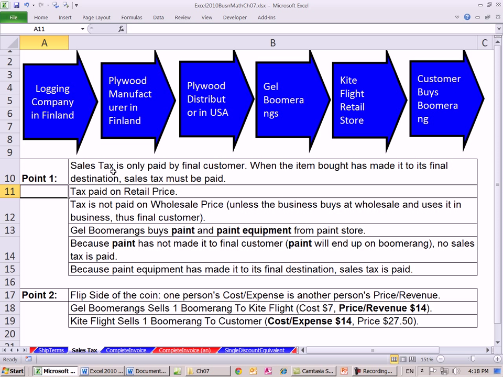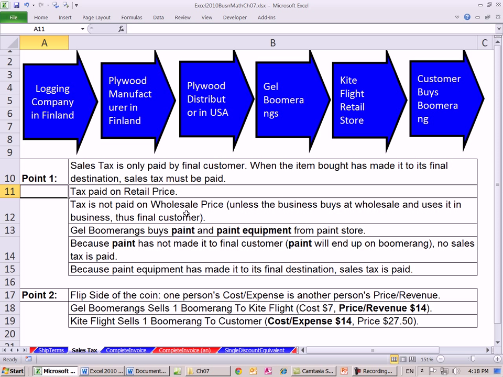What about sales tax? Sales tax is only paid by the final customer when it is bought, and when an item is bought and it's made to its final destination, sales tax must be paid. So look at this. Where is the sales tax here, right? It's all the way at the end. So tax is paid on the retail price. So when the customer buys the boomerang, they pay the tax.